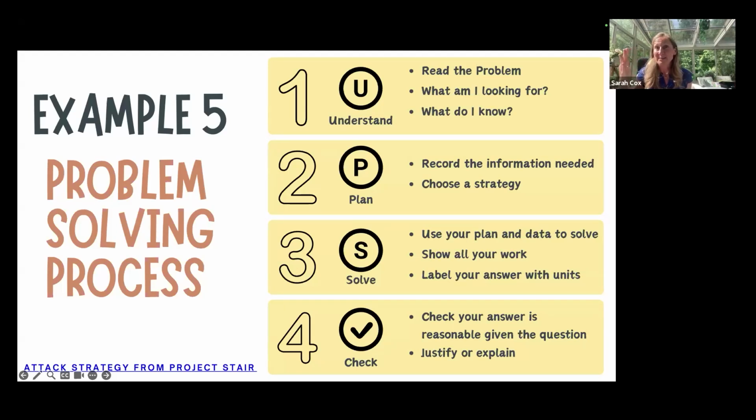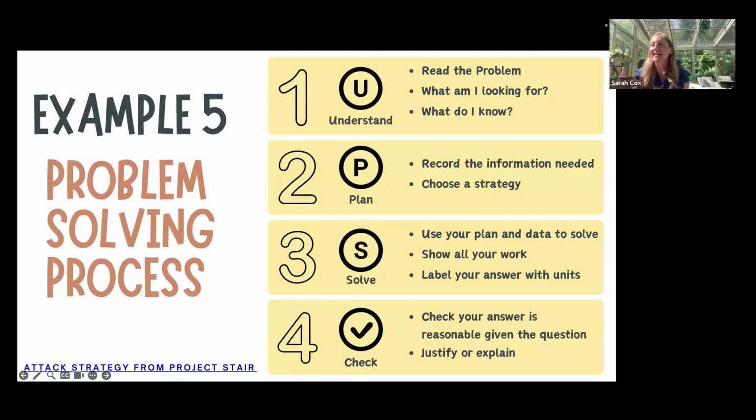And then again, we can be really specific and give them a step by step. What do I need to do? Well, the first thing you need to do is read the problem. Once you have read the problem, then you're going to ask yourself, what am I looking for? So basically, what do I need to know in order to answer this question? And then the last part of understanding is, what do I already know? So not only what do I need to know, but also what information has been given to me so that I can find the answer to that question.